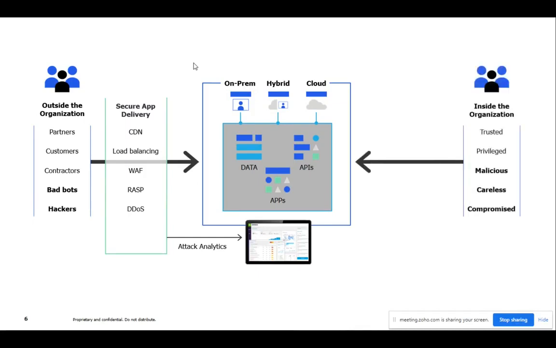Let's say we also have data, which is also accessible from inside. So we talked about who accesses from outside. Let's talk about who normally accesses from inside the organization. Of course, we have certain trusted people, our employees. We have the privileged users who are accessing those specific data applications from inside as well.